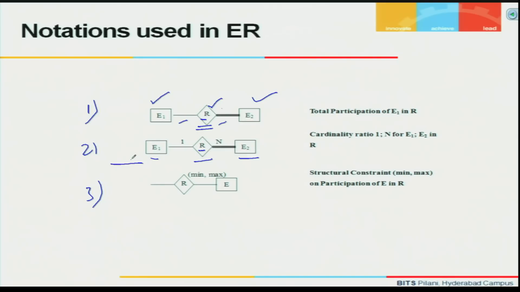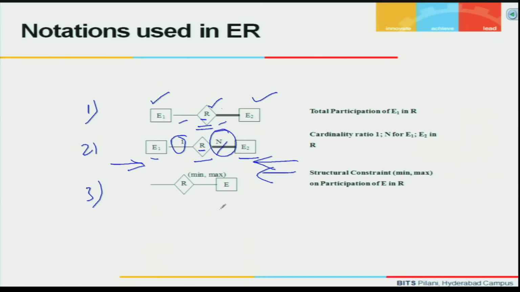I can read this cardinality either from this direction or from the other direction. If I am doing it from here, I hide this and read it as one instance of E1 is associated with n instances of E2. If I am reading it from this side, I hide this and read it as one instance of type E2 is associated with only one instance of type E1. That is called cardinality. Sometimes it could be 1:n, sometimes 1:1, and sometimes m:n.